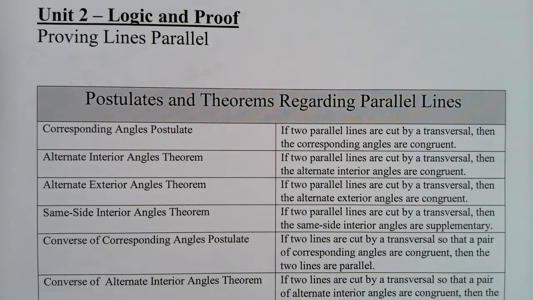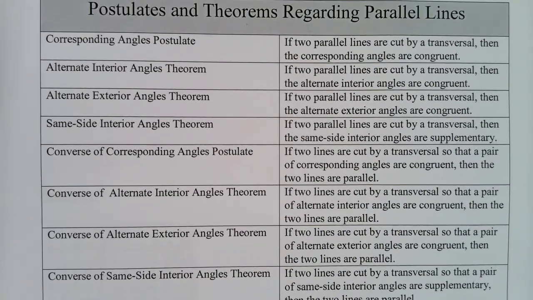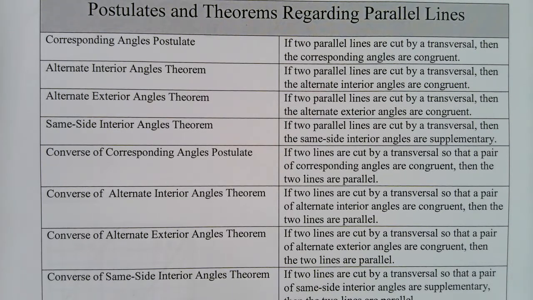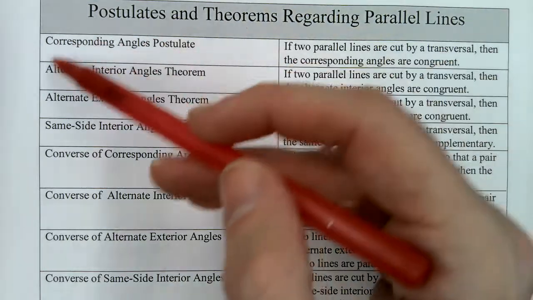Okay, this is the final lesson in Unit 2, which I think most of you will be happy about. The lesson is called Proving Lines Parallel. So first things first, I have 8 theorems / postulates here about parallel lines. Now the first 4 we've done before, well, I don't think I actually gave you the name yet, okay?